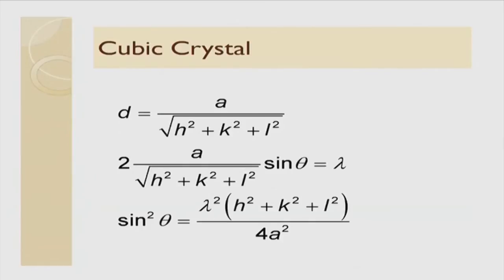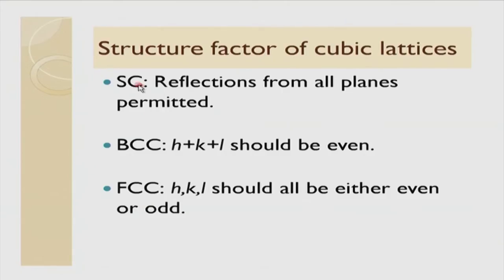Now, you can show from the structure factor calculation that if you have a simple cubic material, then all reflections, I am using the word reflection, but it is actually diffraction, as I said many times we misuse it, for all the planes are permitted. If it happens to be body centered cubic, then H plus K plus L should be even, only then they will be permitted. If it happens to be face centered cubic, H, K, L all should be individually even or individually odd, then only they will be permitted, otherwise they will be absent.